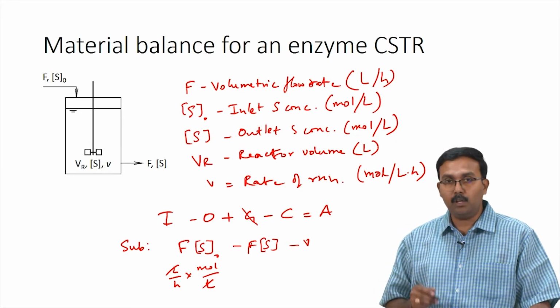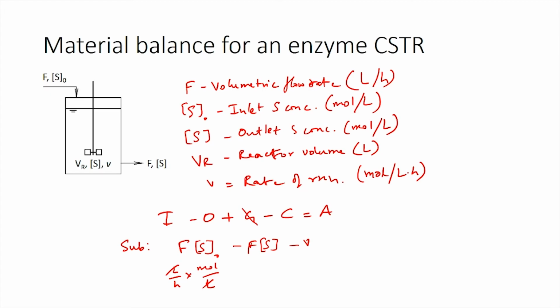To get the total number of moles consumed per hour, we have to multiply this velocity or rate by the volume of the reactor, which is Vr. This would be equal to the accumulation, which would be dS/dt, the rate of change of substrate concentration, times Vr, which is again the volume, giving us the rate of change of substrate amount with respect to time.